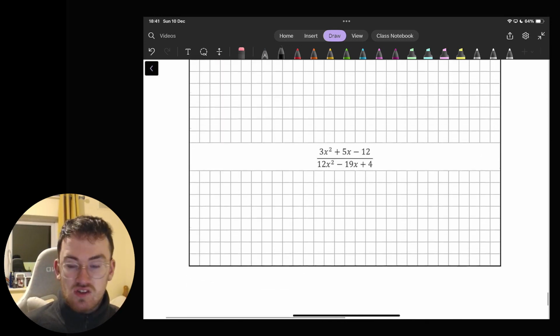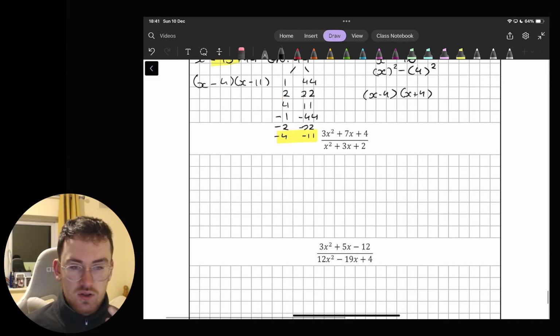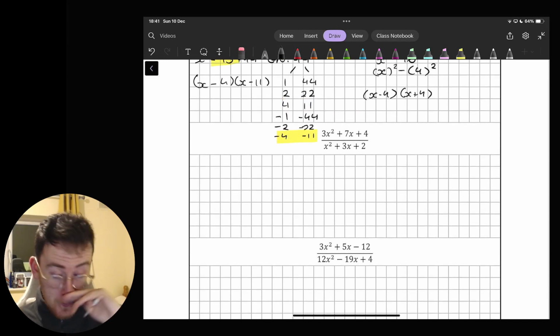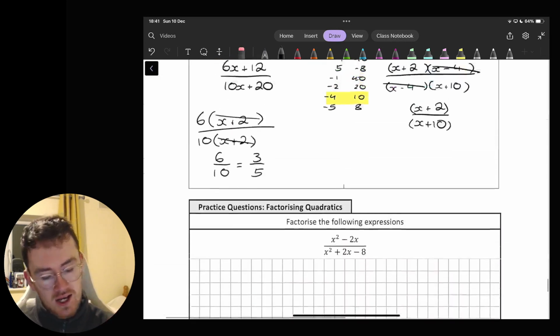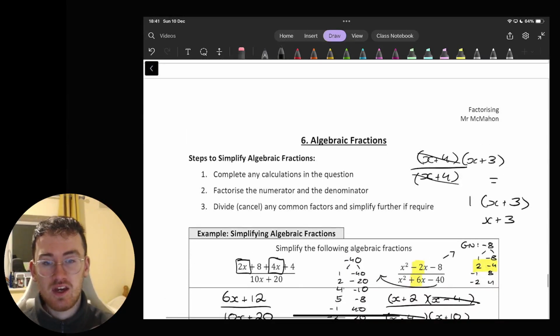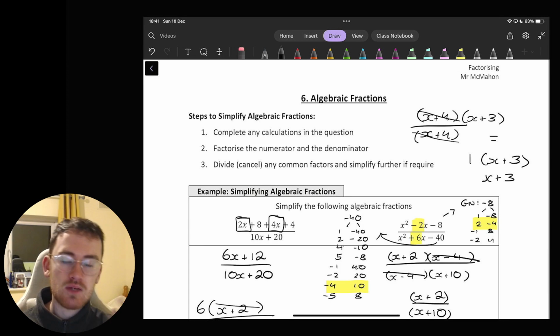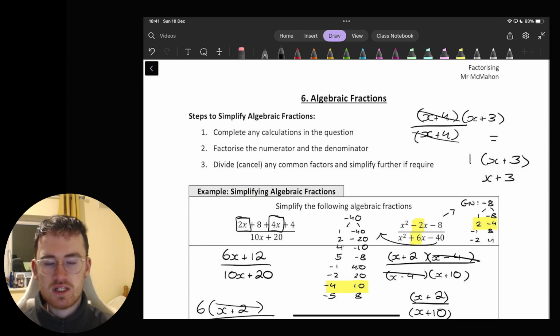And that's the general idea, really, to all those questions. So there's a few more questions there to practice as well, some more quadratics, but the general idea is the same the whole way along, and it really comes down to the steps we've set up here. Complete any calculations in the question, factorize the numerator, factorize the denominator, and then cancel out any common factors. And if you can simplify it further, simplify it further. Okay, so if there's more simplification that can be done, then absolutely do that more simplification.